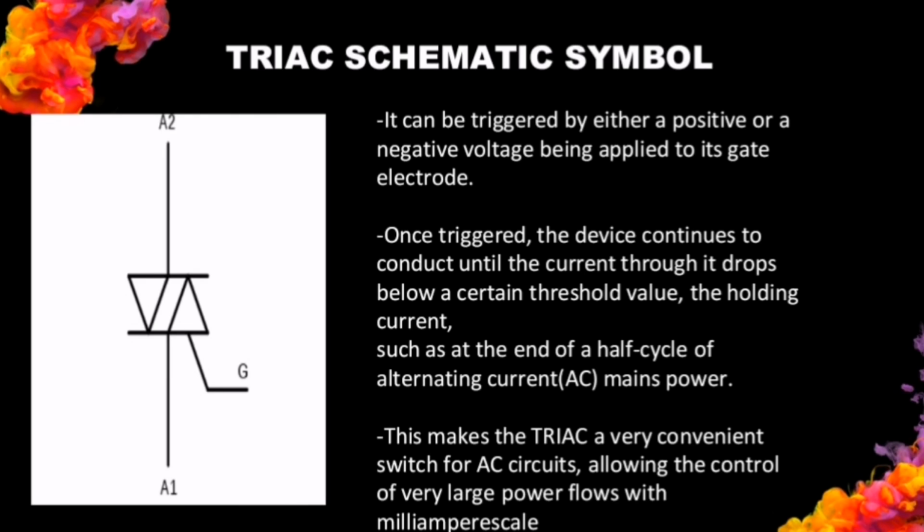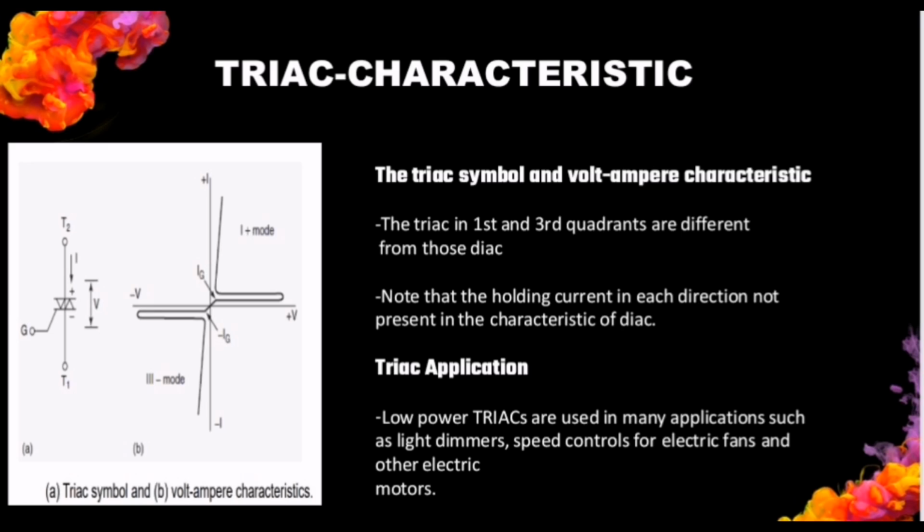Triac schematic symbol. It can be triggered by either a positive or a negative voltage being applied to its gate electrode. When triggered, the device continues to conduct until the current through it drops below a certain threshold value, the holding current, such as at the end of a half cycle of alternating current AC mains power. This makes the triac a very convenient switch for AC circuits, allowing the control of very large power flows with milliampere control current.